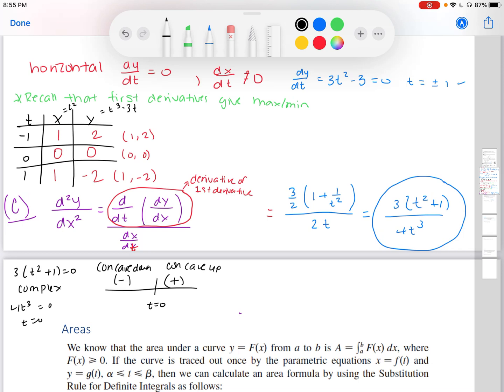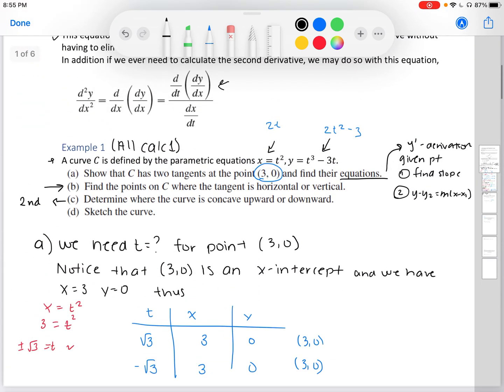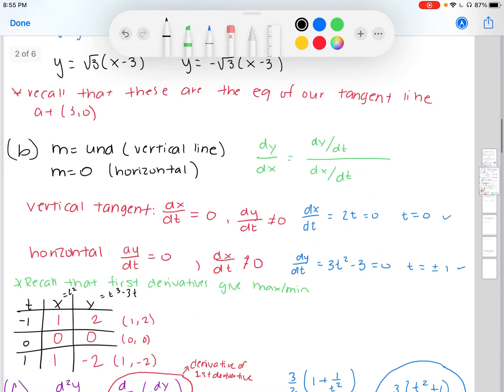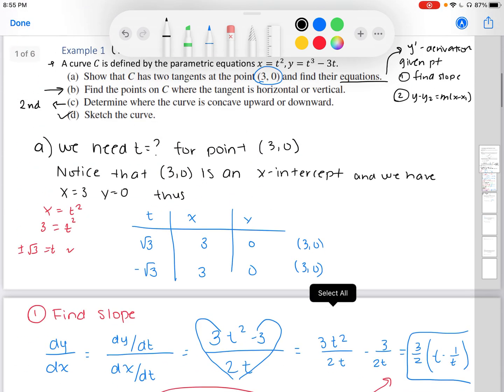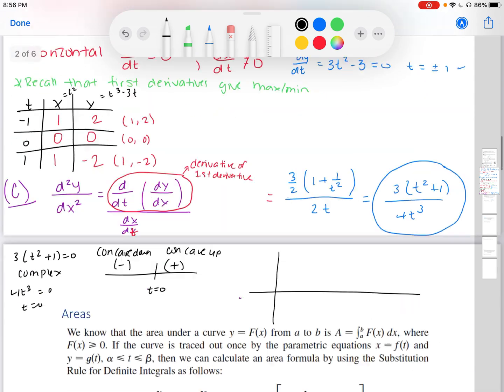Part D is asking us to graph it. Part D is sketch the curve. All right, so we know pieces, we have points that we found. We have the point (3, 0) that occurs twice. And if it occurs twice, then that point is going to cross twice. Remember, t gives us a direction, so that means we're going to cross that direction twice.